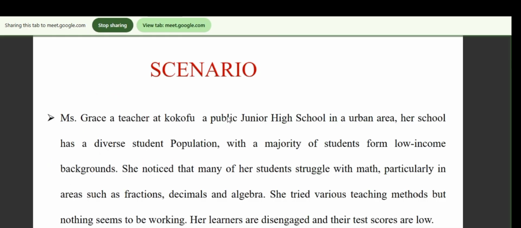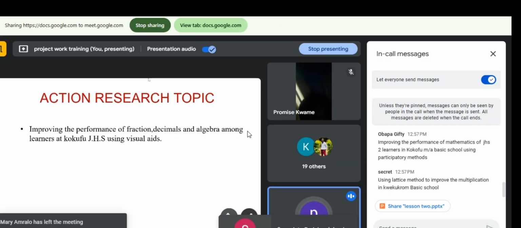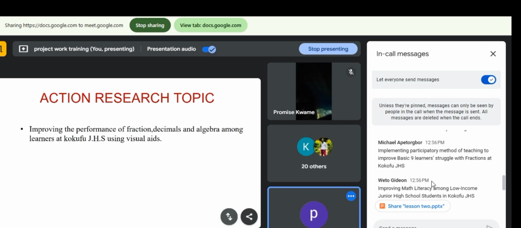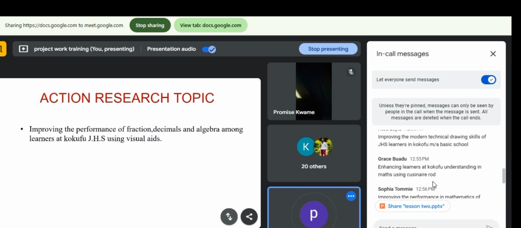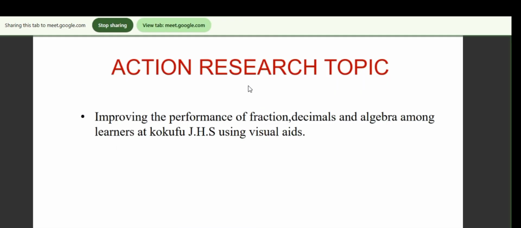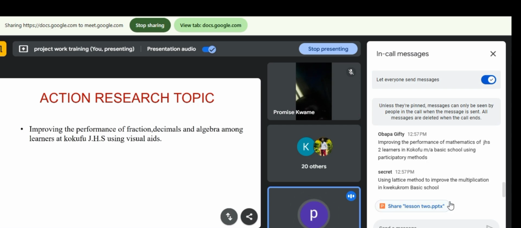Let's look at the possible research answers that we can give. You can say improving the performance of fractions, decimals, and algebra among learners at Kokofu JHS using visual aids. The visual aids here include the lattice method and the paper folding method. They are all part of visual aid. So you can write it. I'm not saying what you wrote is wrong. No, you are right. It's perfect. It needs a little shaping.